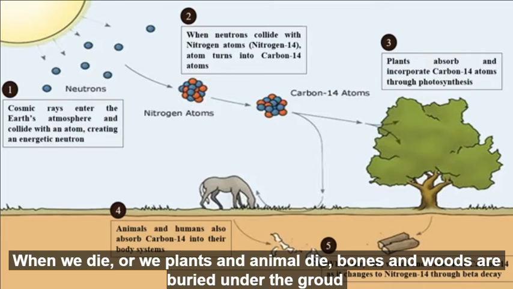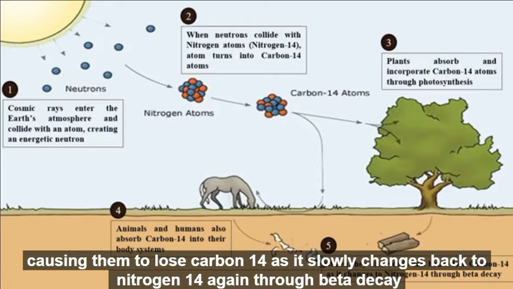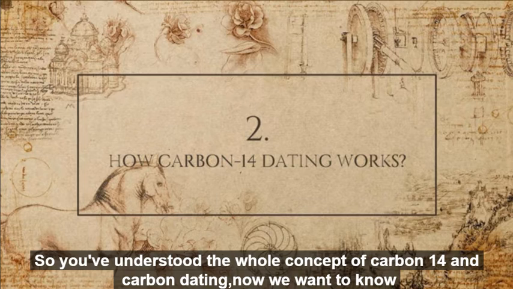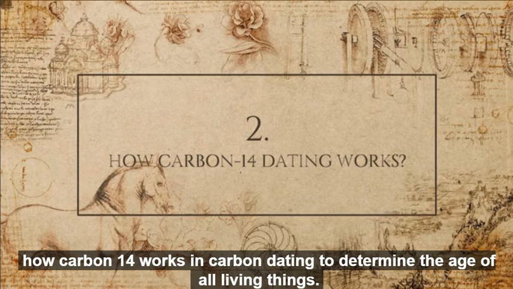When we die or when plants and animals die, bones and woods are buried under the ground, causing them to lose carbon-14 as it slowly changes back into nitrogen-14 again through beta decay. So you've understood the whole concept of carbon-14 and carbon dating. Now we want to know how carbon-14 works in carbon dating to determine the age of these living things.